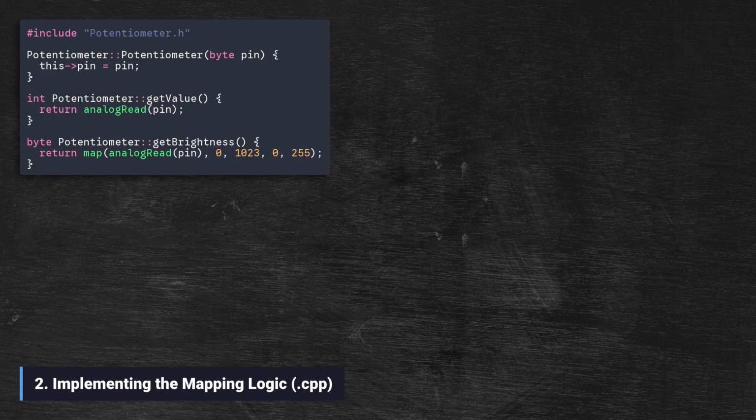In the implementation, the getBrightness method is the most useful. We use the Arduino map function to convert the 10-bit analog input into an 8-bit value suitable for the analogWrite function we used in our LED class. This keeps the math inside the object and away from our main sketch.